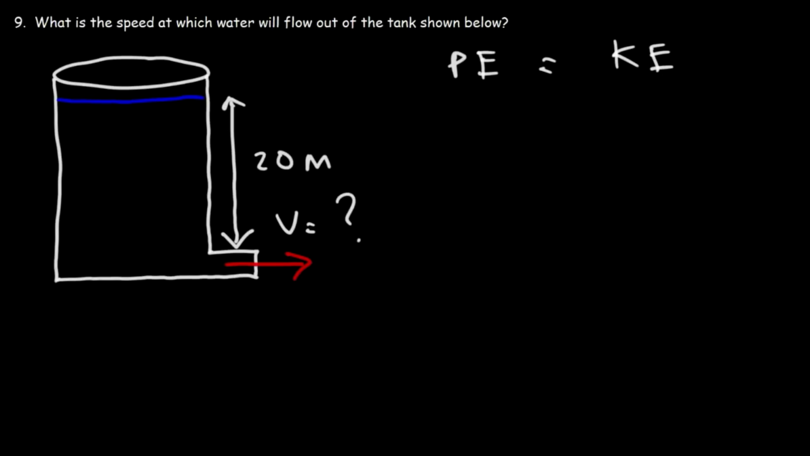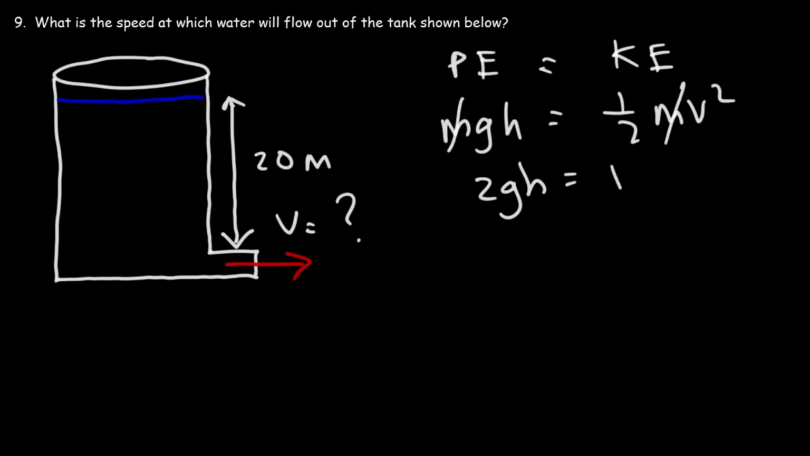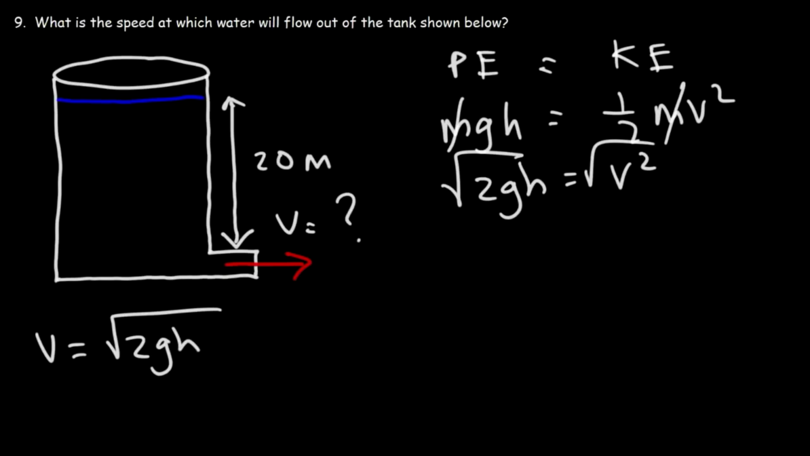We can set them equal to each other because energy must be conserved. Potential energy is mgh. Kinetic energy is 1/2 mv squared. So we could cancel the mass. If we multiply both sides by 2, this is going to be 2gh is equal to v squared. Then if we take the square root of both sides, we'll see that the speed at which water is going to flow out of the tank is the square root of 2gh.